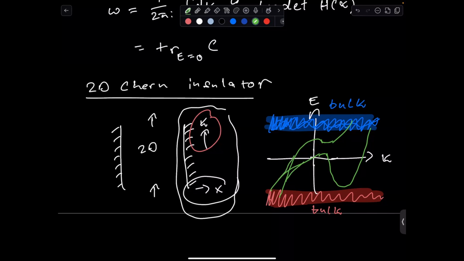Whoop. So you see, I still have two states that cross the gap. So I haven't gotten rid of the states that connect the bulk and valence bands. And so you can play this game with any number of chiral edge modes. So these are called right movers or chiral edge modes, and the chirality this time has nothing to do with chiral symmetry.